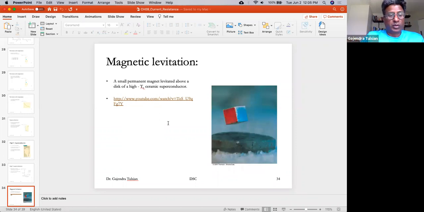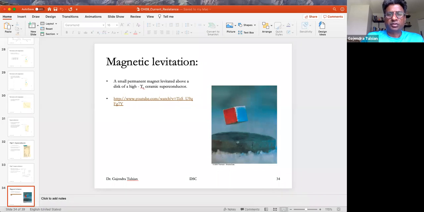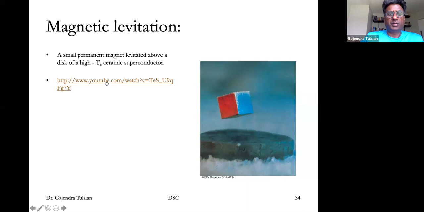Strong magnetic fields can be used for many things. So I'll show you a brief little video of maglev trains. I urge you guys to go see this video later, but I'll show you a brief little clipping of it.